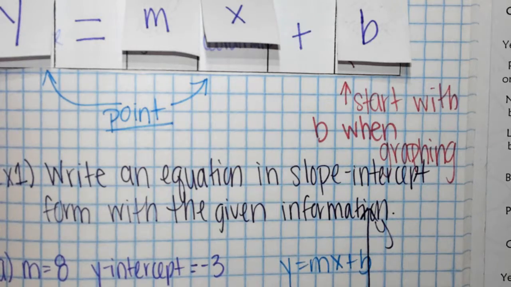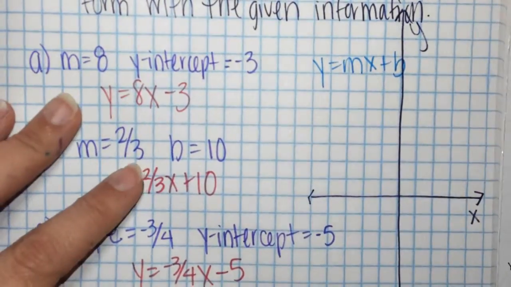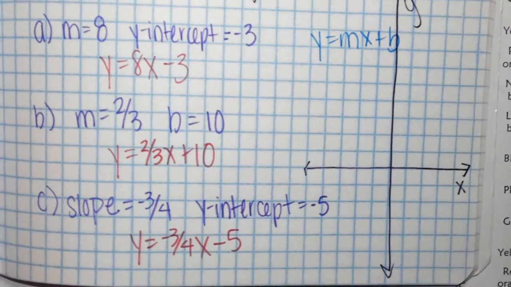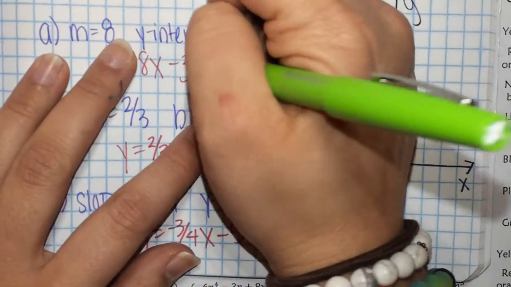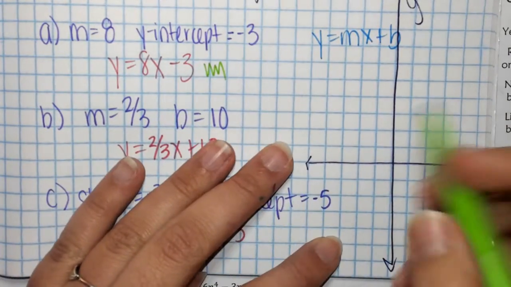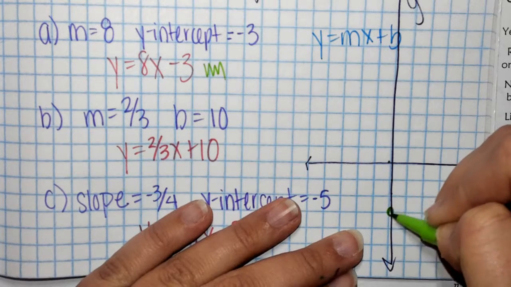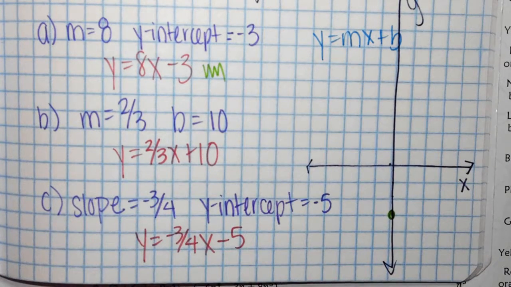All right, ready? Okay, so for A, we have to start with our y-intercept. What is the y-intercept of A? -3. All right, so I'm going to graph this one in green. So everybody start at your origin and then go down 1, 2, 3. Put a dot. Does anybody remember doing this last year?